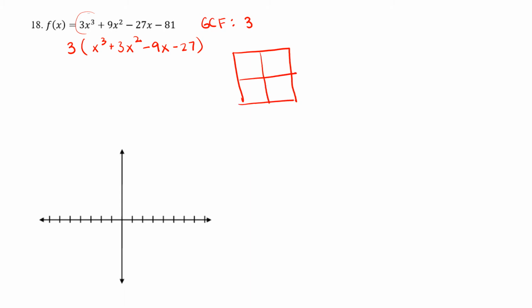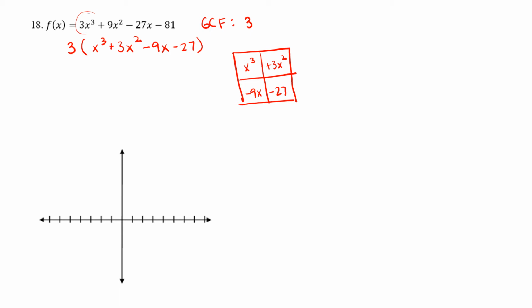Again, just place those 4 terms in the area model from left to right. You're going to put them in the box from left to right. So x cubed in the upper left hand, positive 3x squared in the upper right hand. I'll move down to the bottom, negative 9x and negative 27.